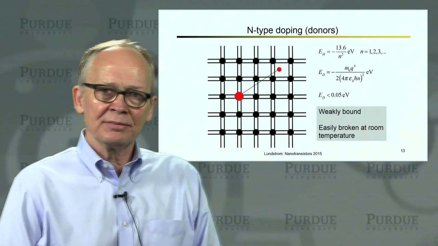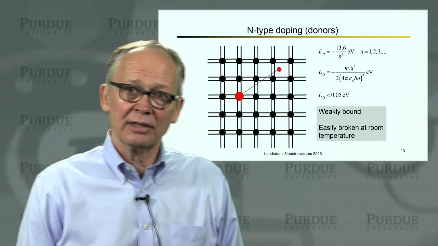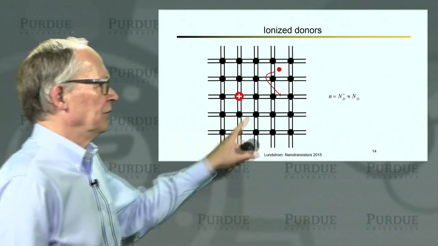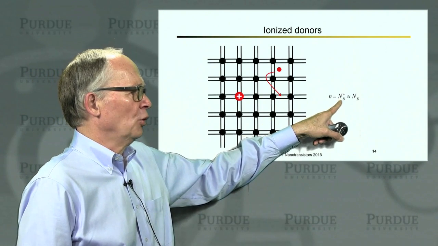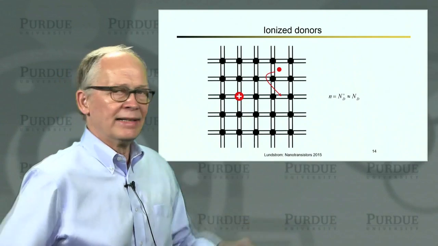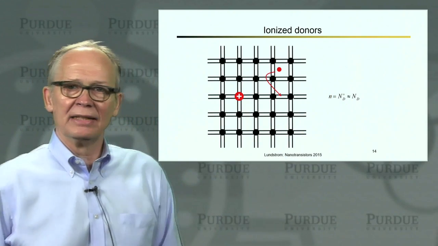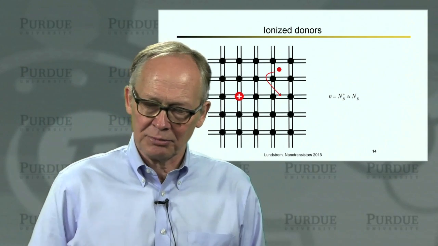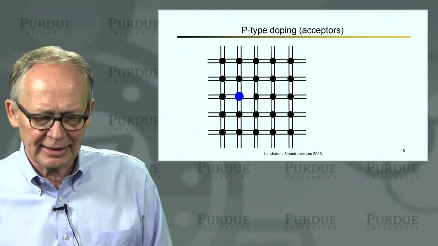It's weakly bound, thermal energy can break it. Now we have an electron that can wander around in the conduction band and dope the semiconductor. So if we insert a concentration of dopants, every time that dopant is ionized, meaning this bond is broken, we get an electron in the conduction band. So it's a very easy way for us to control the number of electrons in the conduction band simply by the number of phosphorus atoms that we put into the silicon lattice.